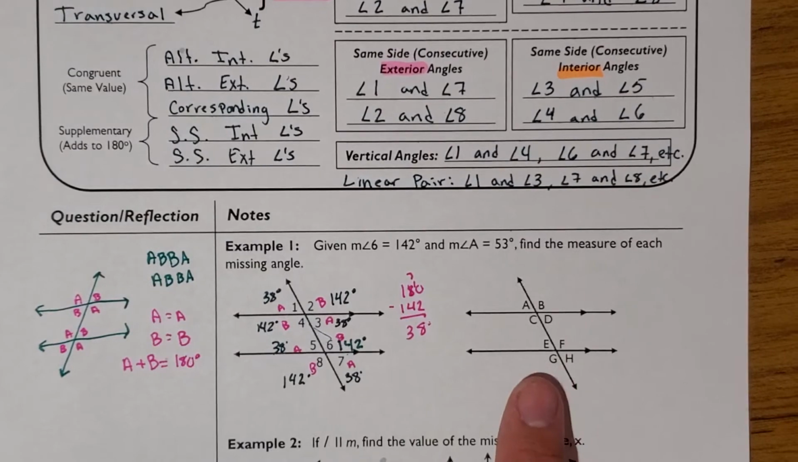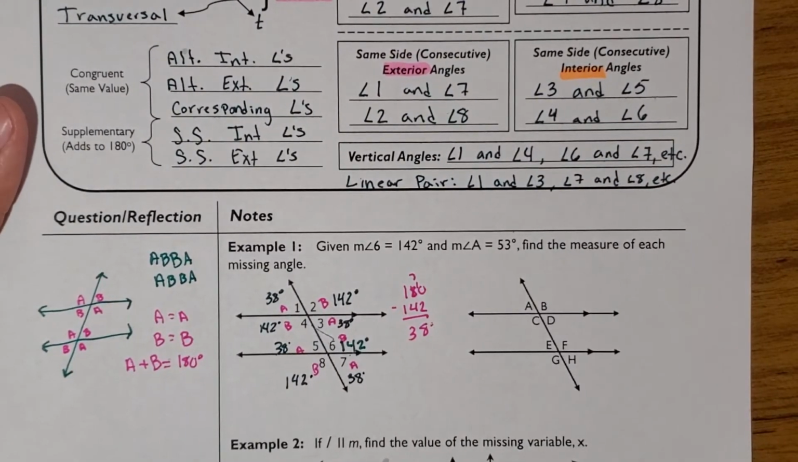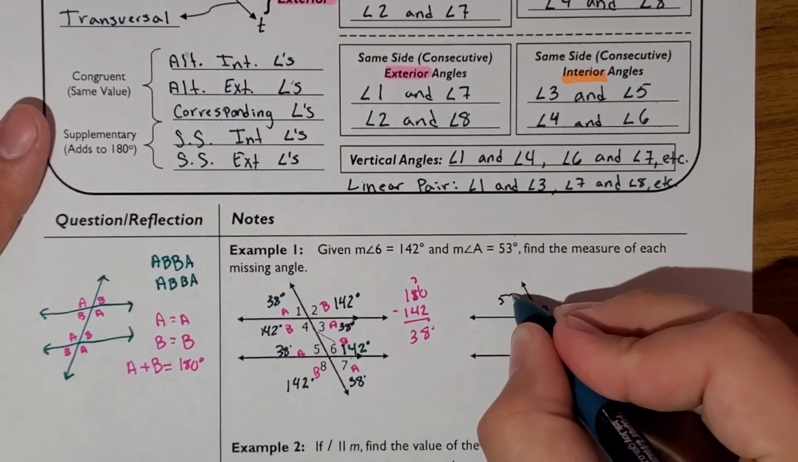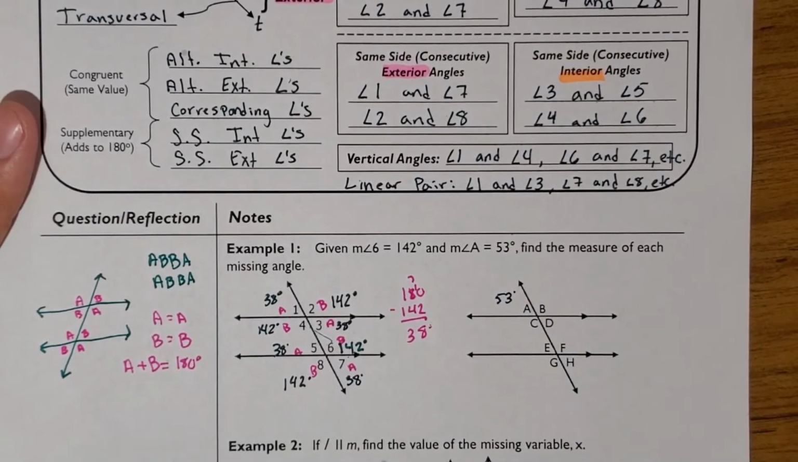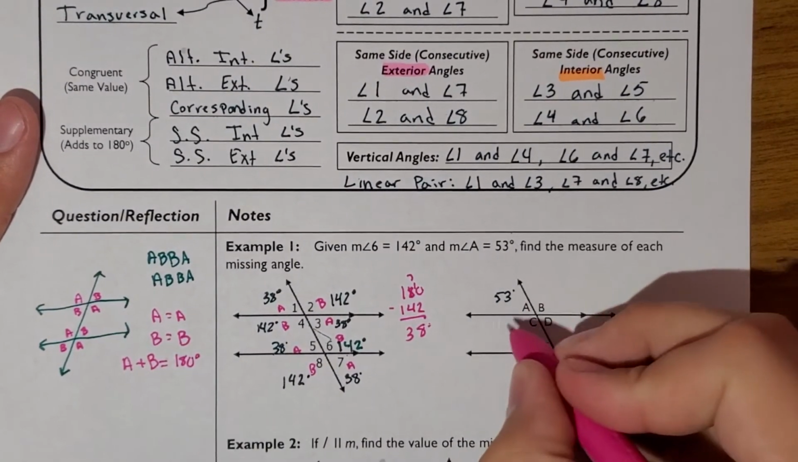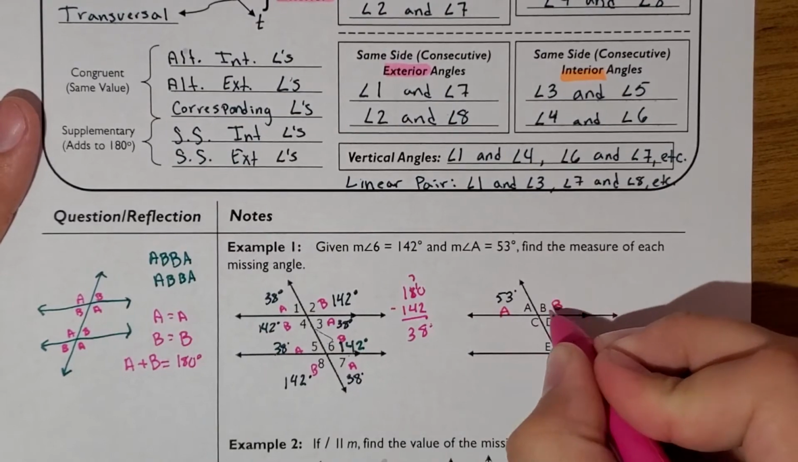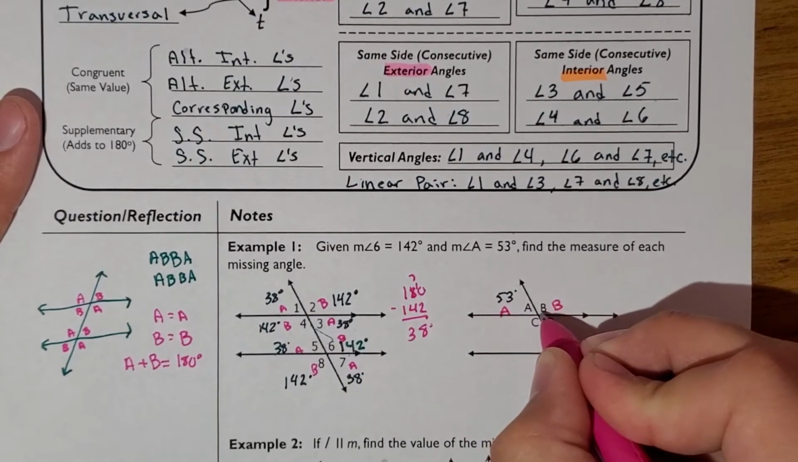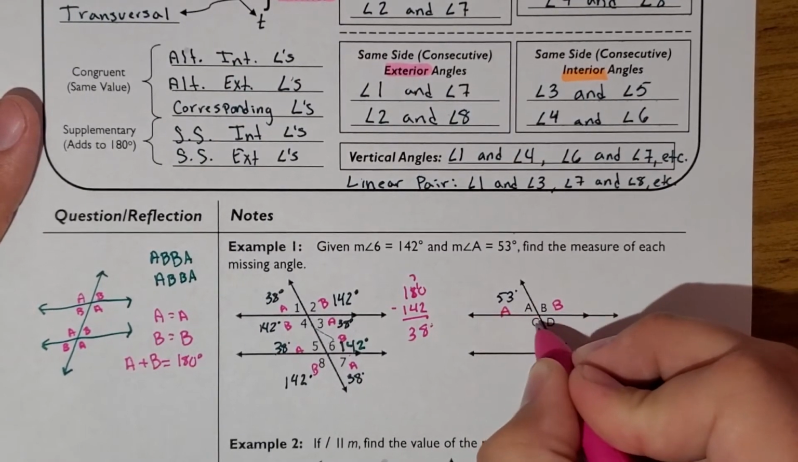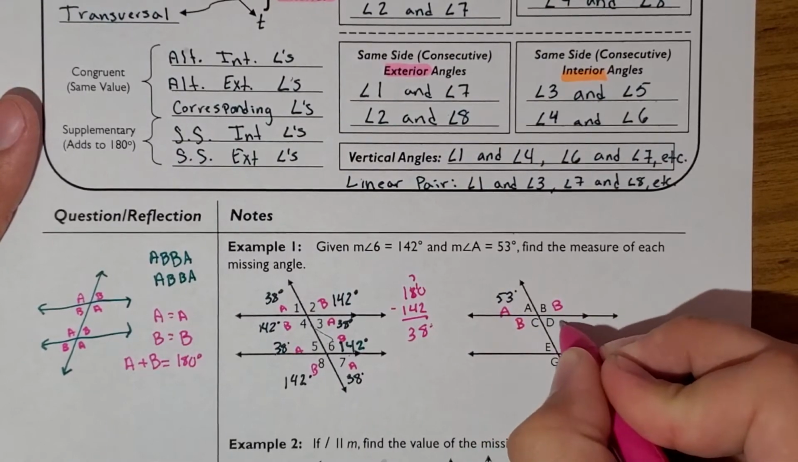So if we come over here to the second part, they told us that the measure of angle A is 53 degrees. So this is going to be my 53 degrees right here. We're going to put our ABBA in, but we're not going to confuse ourselves. This A and this B are not the same as this A and this B. This is the ABBA A's. These are the actual angle A's. So let me put another ABBA.